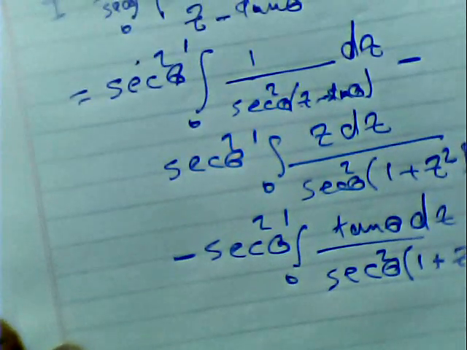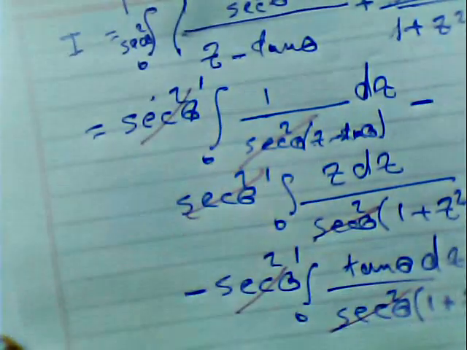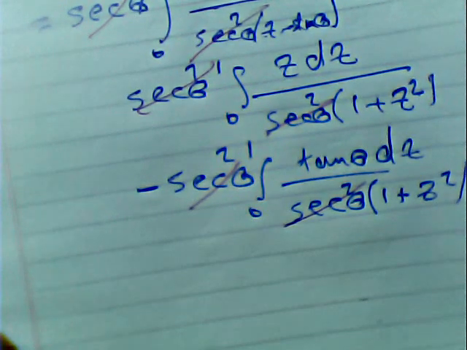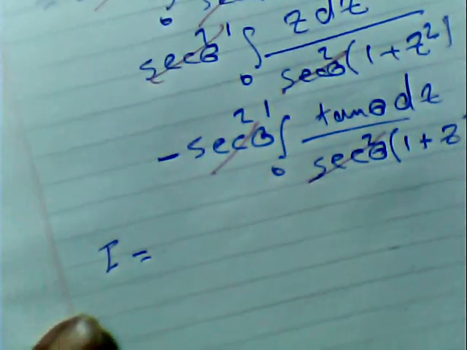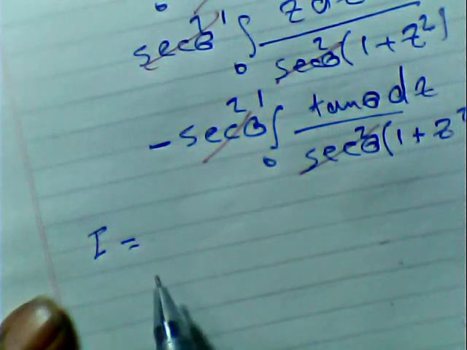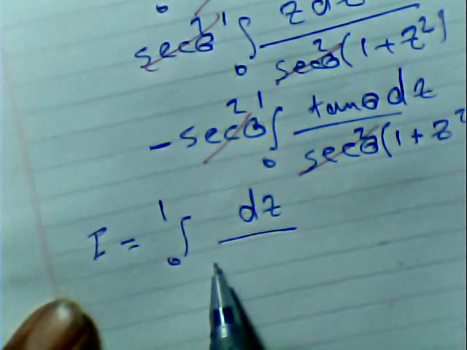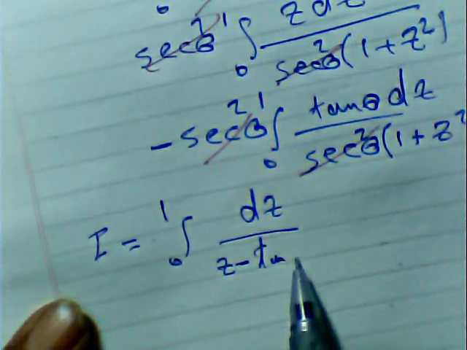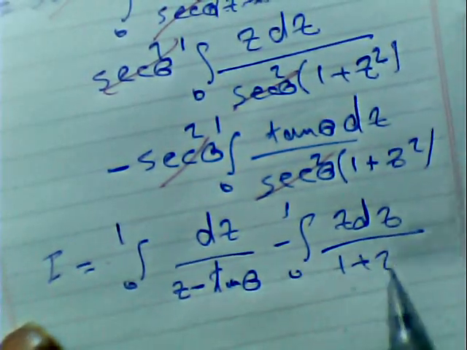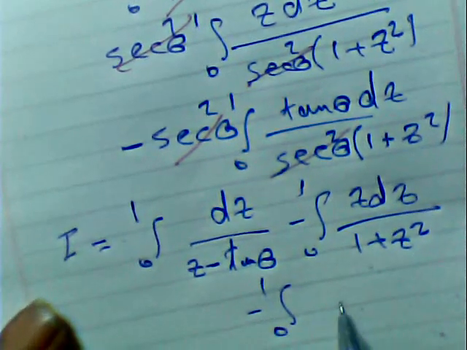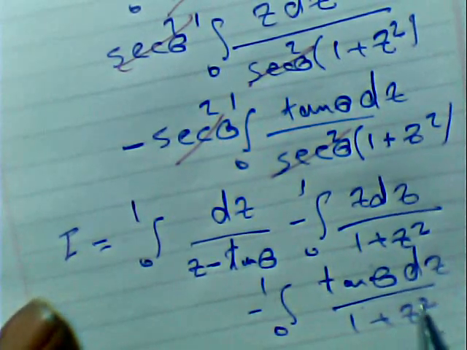Then we can say 6 square goes with 6 square. Then we have it like that. The integral, we have the new integral I equals the integral from 0 to 1 of dz over z minus tan theta, minus the integral of z dz over 1 plus z square, minus the integral from 0 to 1 of tan theta dz over 1 plus z square.